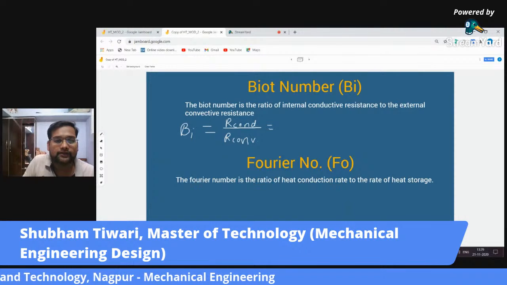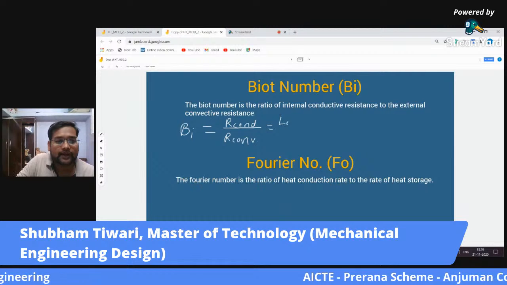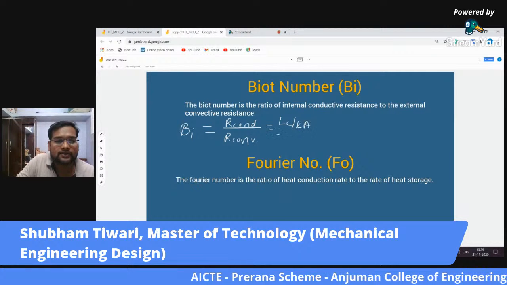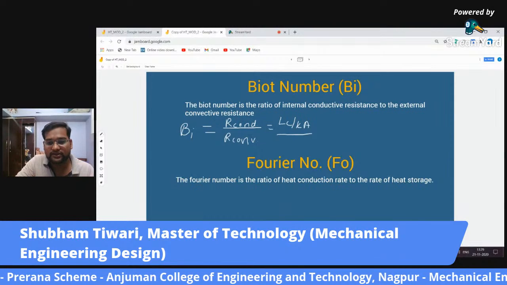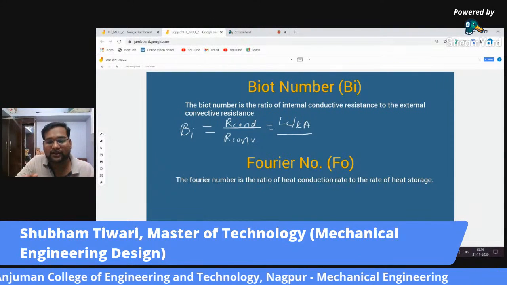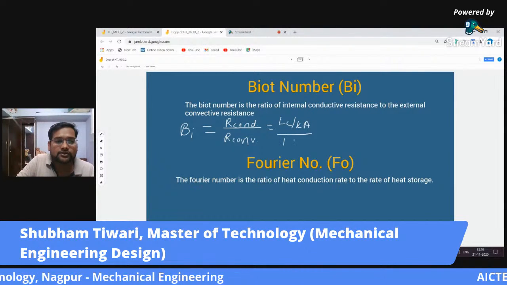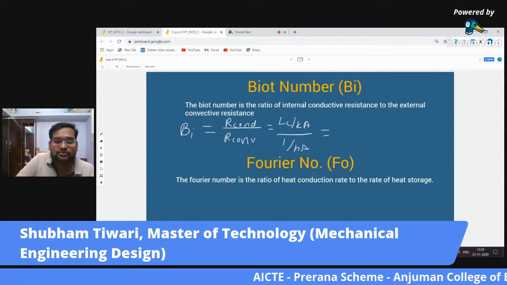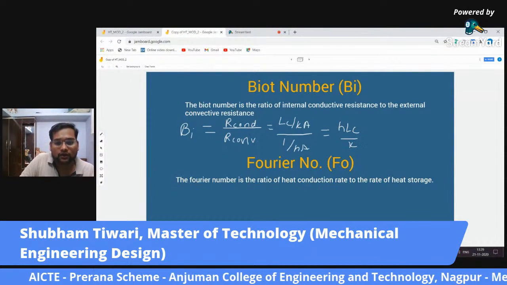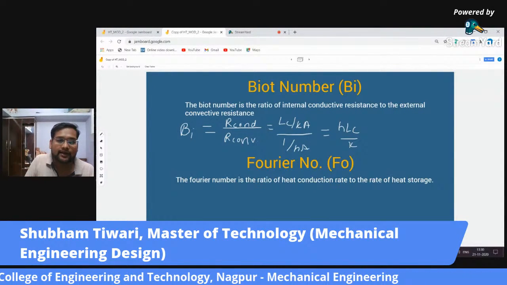What we can do here is, we know that for conduction the resistance is L by KA. We can write it as Lc by K A. This I will not repeat; it was seen in the previous chapter of conduction. And what is R convection? Yes, it is 1 upon hA. A gets cancelled out, and what we are left with is h Lc by K. So this is the formula for Biot number, h Lc by K.